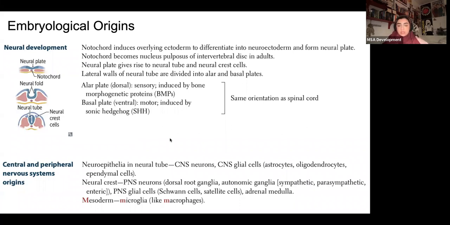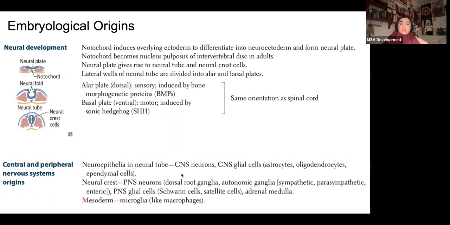like I said, to the central nervous system, so the CNS neurons, the CNS glial cells, okay? So the astrocytes, oligodendrocytes, and ependymal cells within the neural tube. So for example, if you have a question about an astrocytoma or an ependymoma, they could ask what is the origin of the type of cell that is giving rise to this tumor? And you can say neural tube, so neuroepithelia in the neural tube.